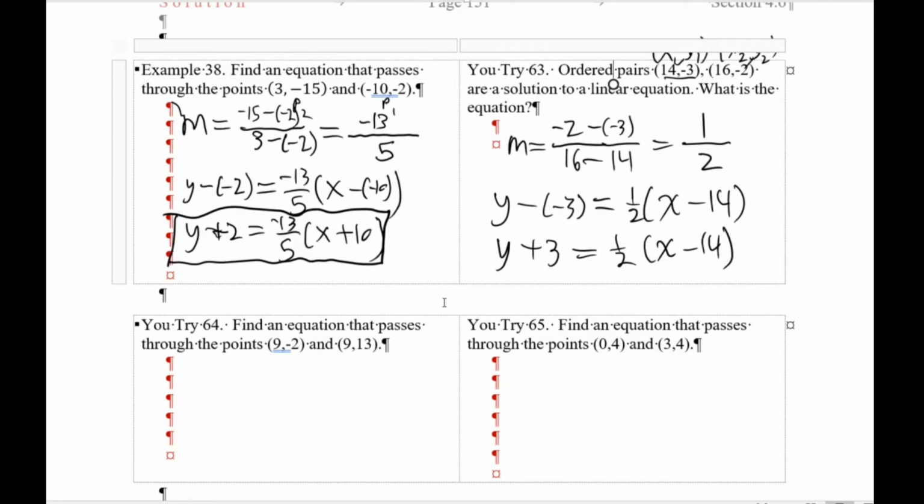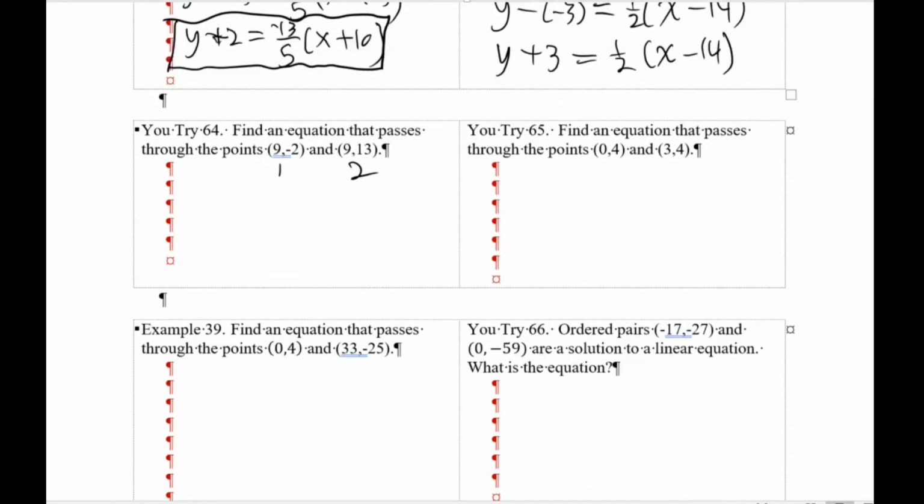Now you try 64. Find an equation that passes through the points 9, negative 2 and 9, positive 13. Pause here. You go ahead. First thing I do is I try to number my points from left to right, but I notice here that my x values are actually the same. Both have an x value of 9, which tells me that this is going to be an equation of the form x equals 9.